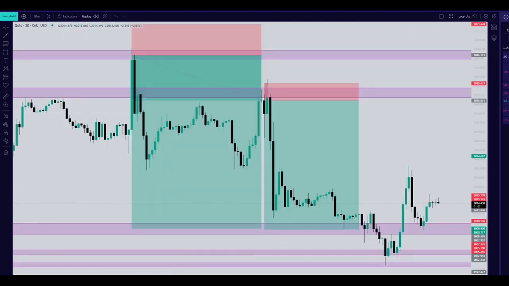These 4 conditions of order blocks are very important, but nobody had ever mentioned them. This video contained a lot of important and useful points.